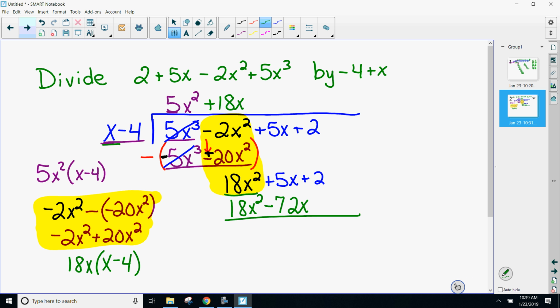But what's the next step you do after you multiply? You subtract. When you subtract, what's that do to your signs? What happens when I subtract negative 72? Positive. It turns into positive 72, and then I subtract positive 18, makes it a negative 18. So what happens? Those cancel, and you end up with 77x plus 2.